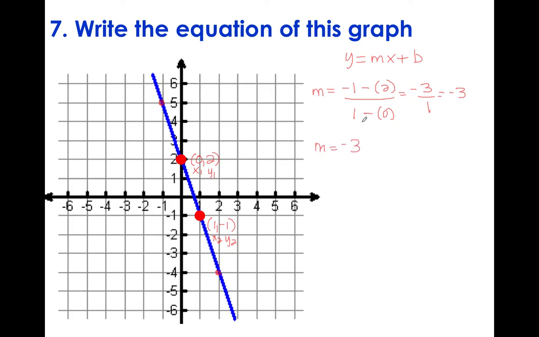Well, my y-intercept, where does my line cross the y-axis? It crosses the y-axis right here. What's the coordinate of that point? Well, since my x is 0, my y is the y-intercept, and so therefore my b is equal to 2.